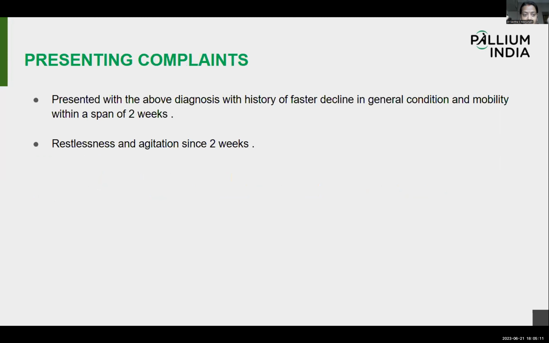Next slide. They came with a presenting complaint that in the span of 2 weeks, he started showing a faster decline in his general condition. His oral intake reduced, his communication with family members dropped, mobility reduced, and he also started becoming more restless and agitated. All these happened in just a span of 2 weeks. So not much time was required for this decline. So this was their main complaint. Yeah, next slide.